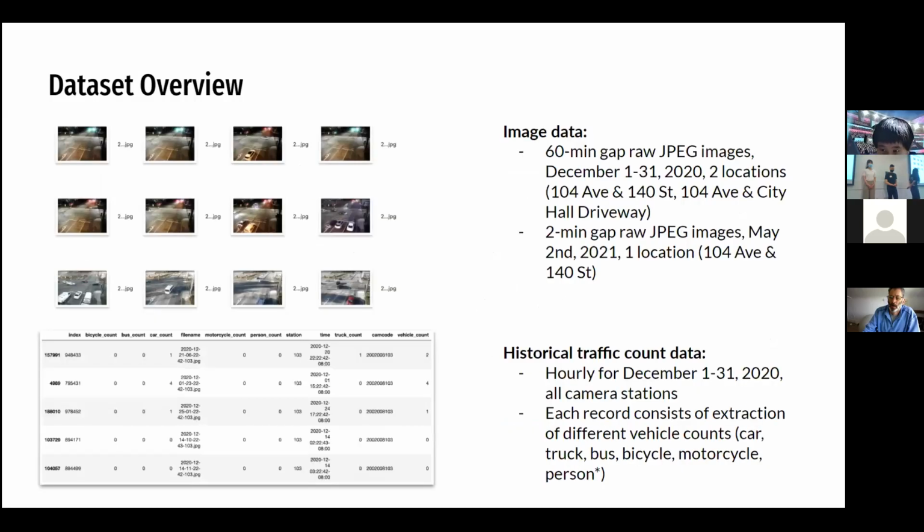Let's first take a look at our data set. Our main data set for the images is hourly raw JPEG images from December 1st to December 31st in 2020 of 2 locations, which makes 2 cameras. And we also have historical traffic count data that is hourly for December 2020, but it's among all camera stations. Each record consists of extracted vehicle counts for car, truck, bus, bicycle, motorcycle, and person. Person is not a vehicle, but we do care about people.